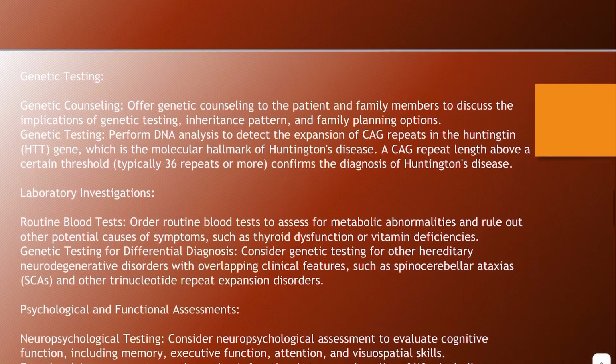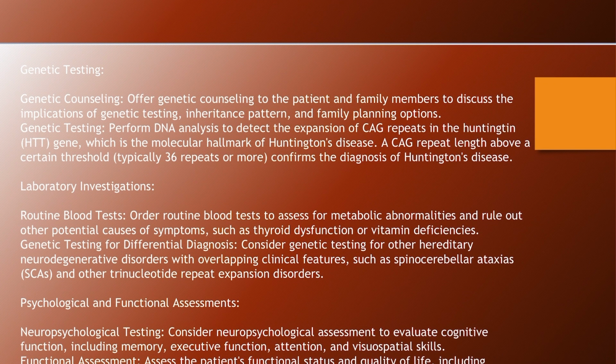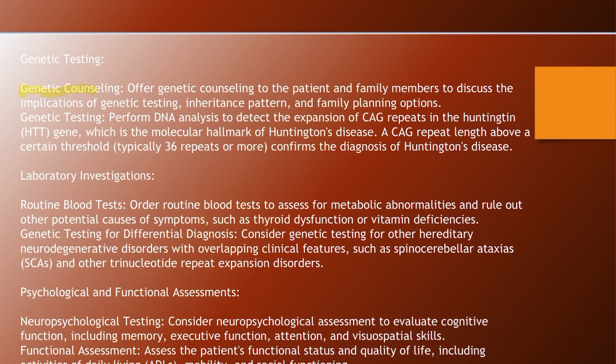Genetic counseling: offer genetic counseling to the patient and family members to discuss the implication of genetic testing, and we want to know about the inheritance pattern and family planning options. And for genetic testing, we perform DNA analysis to detect the expansion of the CAG repeats in the Huntington gene. And this is the molecular hallmark of Huntington disease. A CAG repeat length above a certain threshold, usually 36 repeats or more, confirms the diagnosis of Huntington disease. So this is about the genetics of Huntington disease.